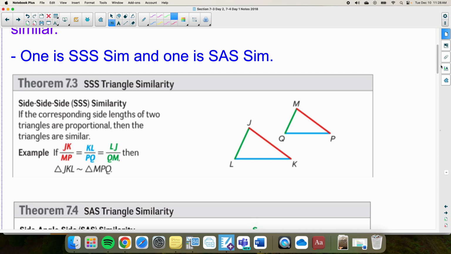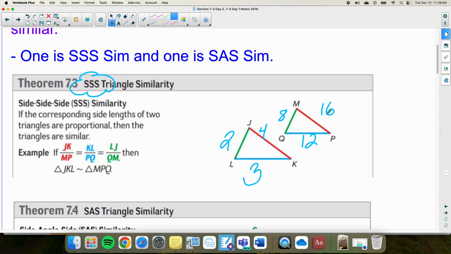The first one is called side, side, side. And what it is, they're gonna give you the 3 sides of 2 different triangles. And I'll just make one up. Let's say this is 2, 3, 4, and this one is 8, 12, 16, okay? This one you can tell is gonna be similar by looking at it. Can you guys tell why? Because they're all proportional to each other.